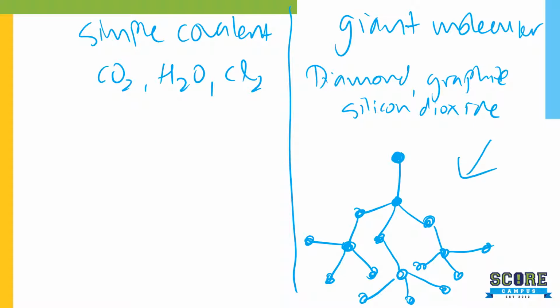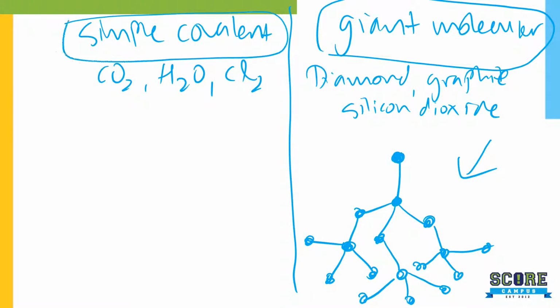Because there are so many bonds, a large amount of energy is needed to break these bonds, and that's why giant molecular substances have high melting point and boiling point. For simple covalent, we already explained why, because not a lot of energy is required to break their bonds. Diamond especially is very strong and very hard because of this structure. It cannot conduct any electricity because it does not have any free moving ions or electrons.